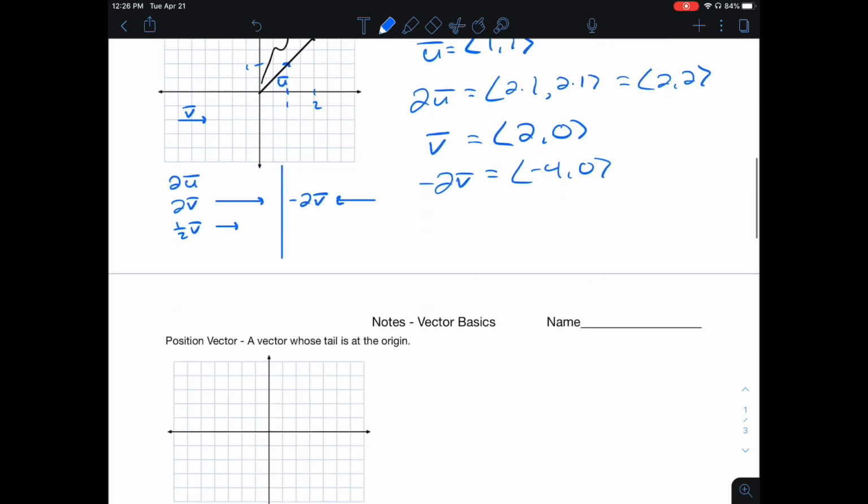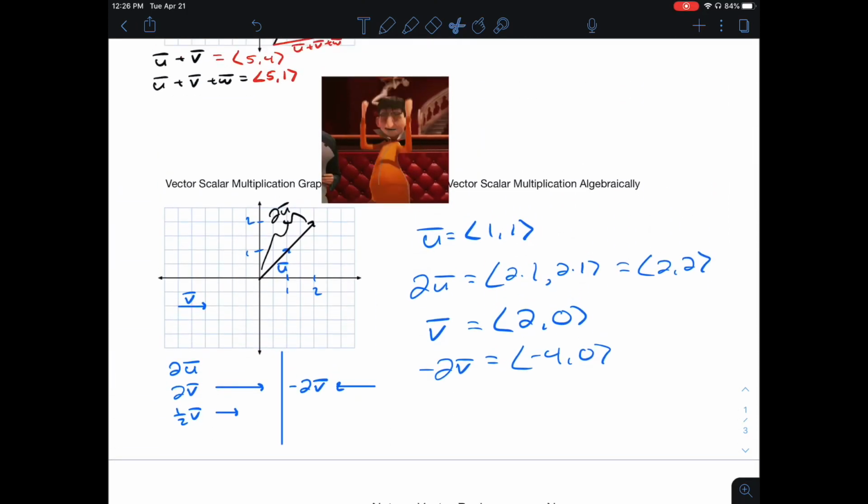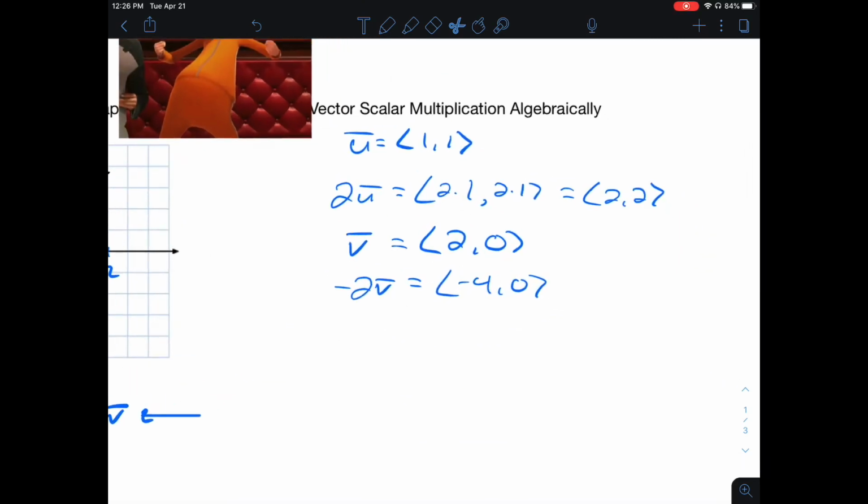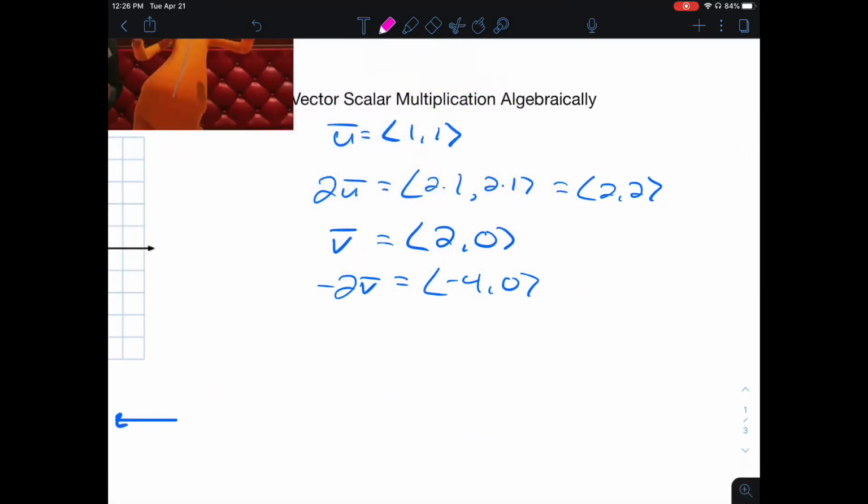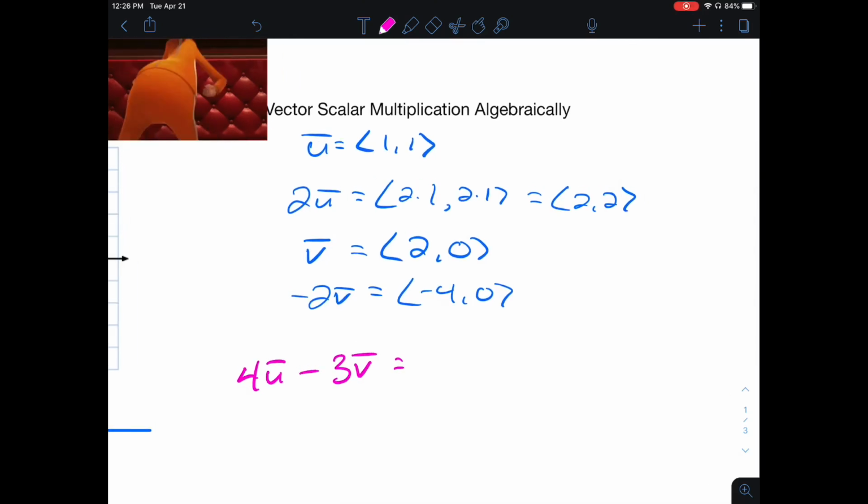Let me add one more thing to this, just to make this a little more complicated. So we know what vector U and vector V are from what I have there. Let's just make this as complicated as I can. Let's say we were supposed to take 4 times vector U and then subtract from that 3 times vector V. How you could show this algebraically, we could take 4 times vector U and then subtract from that 3 times vector V.